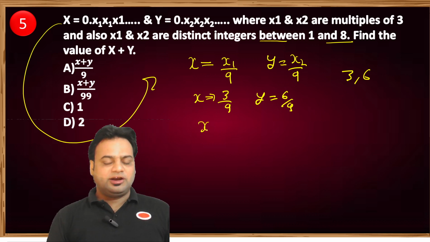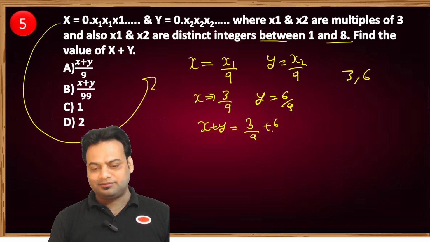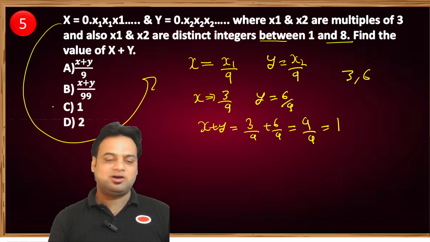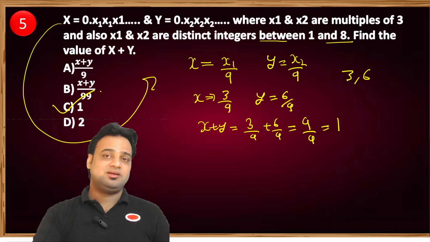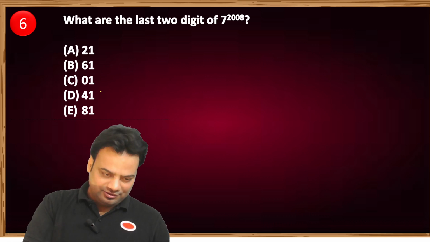If you take x plus y, you get 3 by 9 plus 6 by 9, which is 9 by 9, so our answer is 1. Option C is the correct answer. I hope it was a very easy question. This question is important for your exam also.